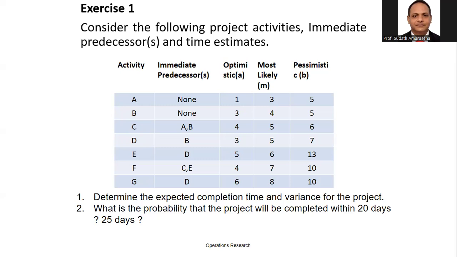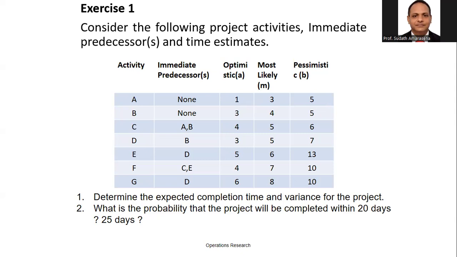Okay, now I'll explain the answer. I earlier explained how to calculate the expected time using the formula that you should remember, but no need to write down one by one. Let's see how we can do the calculation. Go to activity A. You can see here the sample A is 1, sample B is 5, sample M is 3. This 3 multiplied by 4 is 12, plus 5 plus 1, altogether 18, divided by 6.